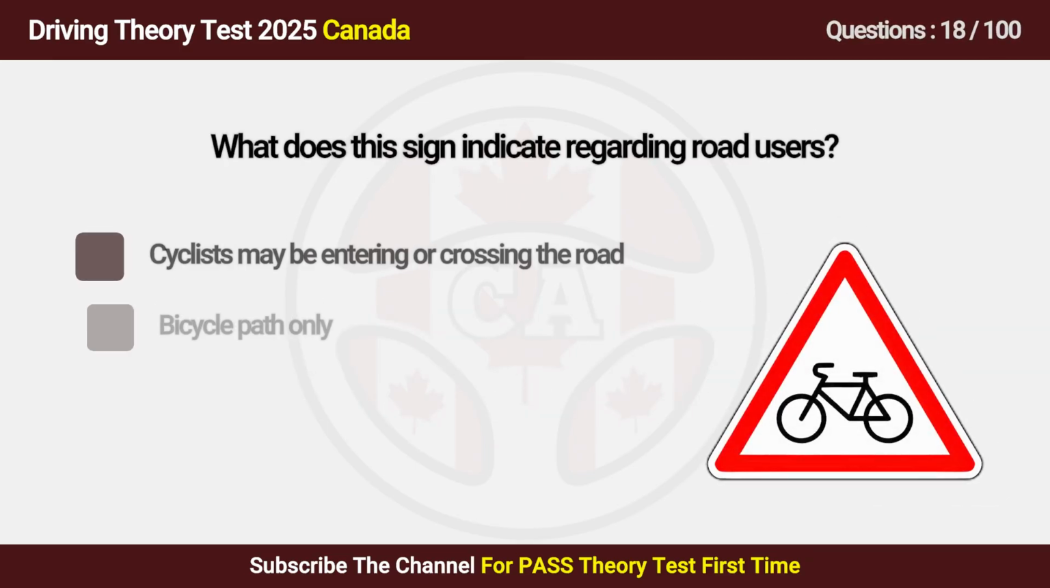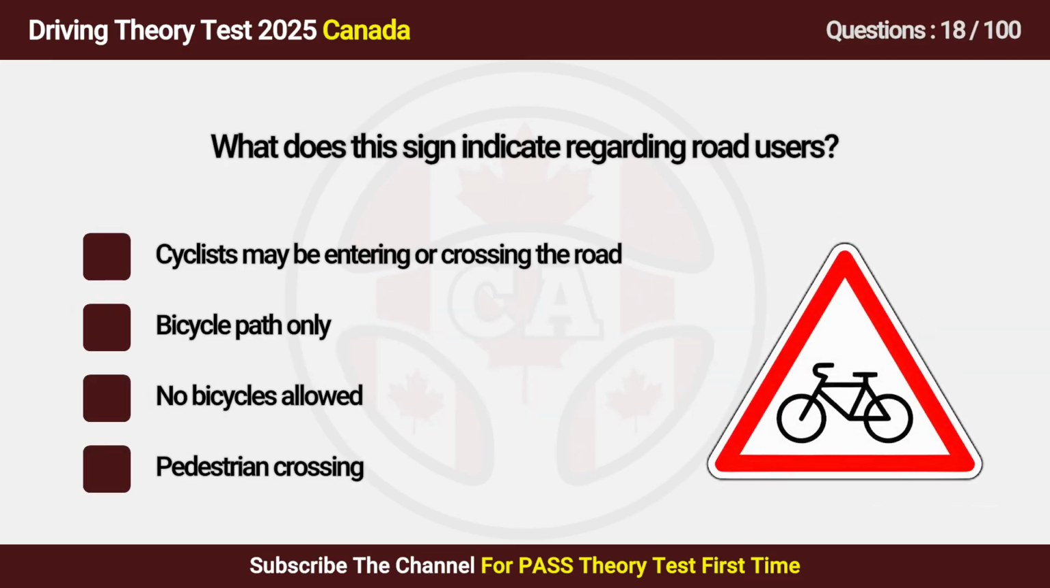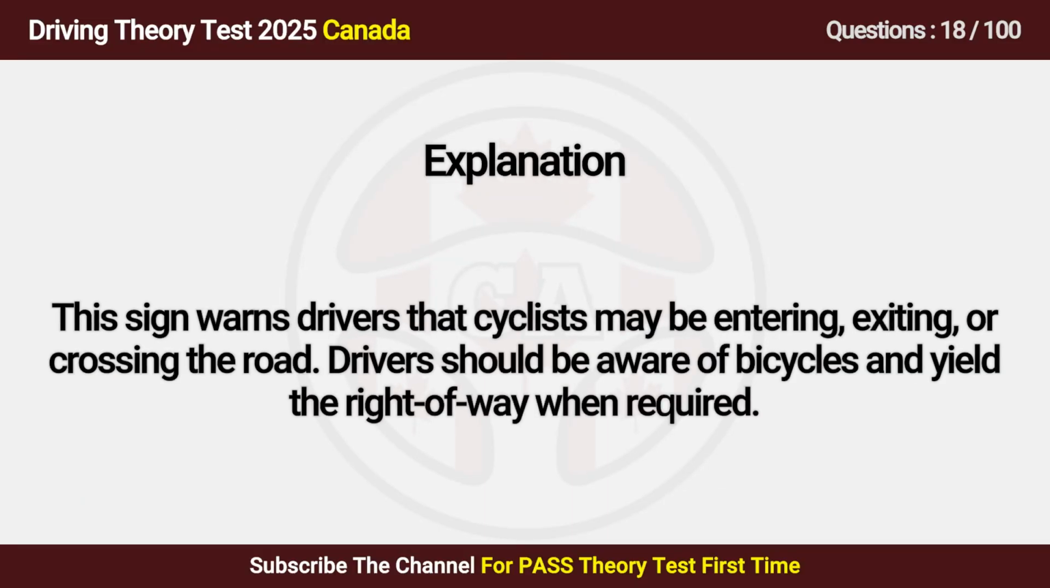Question 18. What does this sign indicate regarding road users? A. Cyclists may be entering or crossing the road. B. Bicycle path only. C. No bicycles allowed. D. Pedestrian crossing. Answer is A. Cyclists may be entering or crossing the road. This sign warns drivers that cyclists may be entering, exiting, or crossing the road. Drivers should be aware of bicycles and yield when required.